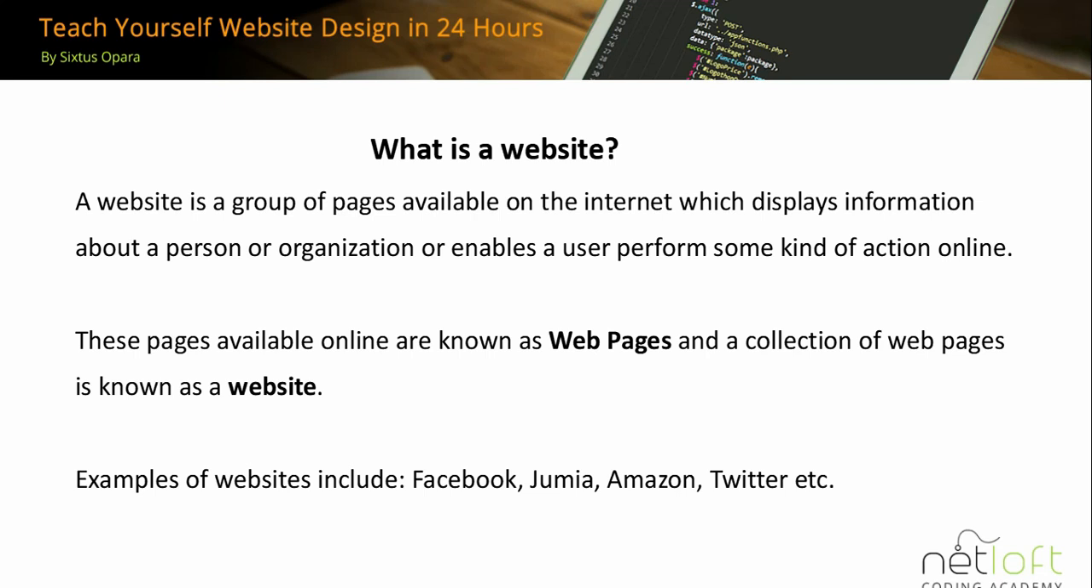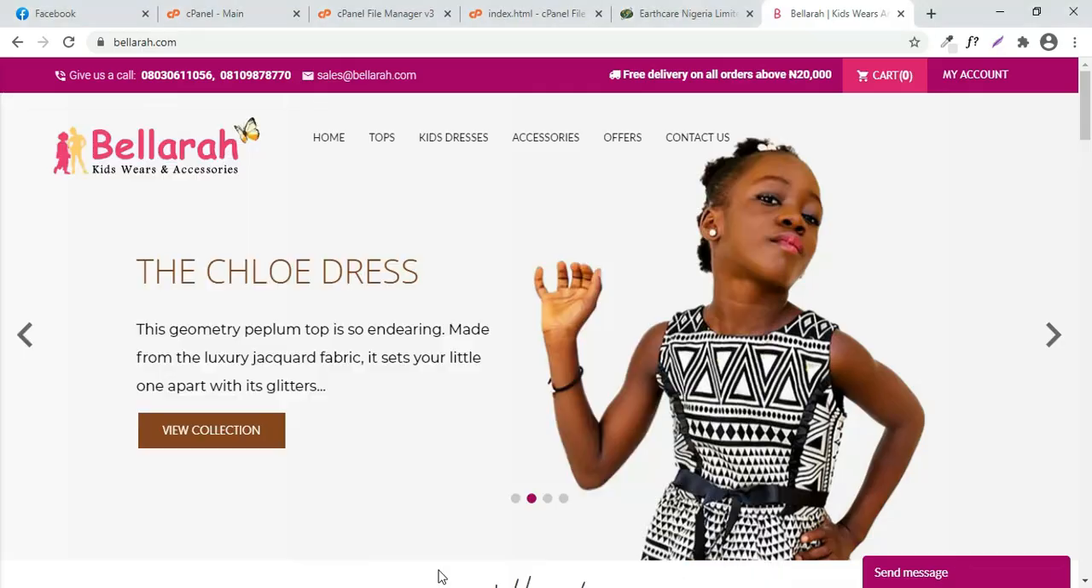And so there are various kinds of websites. Some talk about organizations, some talk about persons, and some allow you to perform certain functions. So for example, if you go to an e-commerce website like Jumia, you can order products. So let's take a look at samples or examples of websites. We can see Facebook, Jumia, Amazon, Twitter. Let's take a look at some examples.